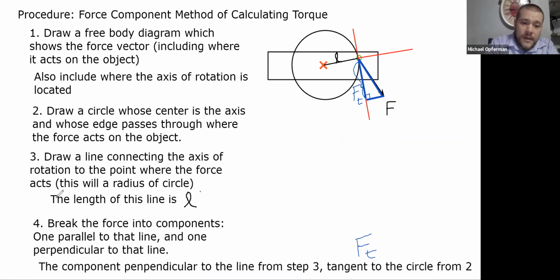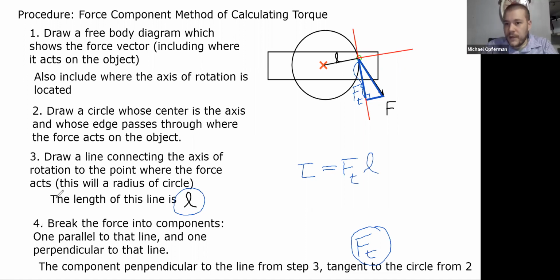Now, you take your L from this step and your FT from this step, and you put them together and multiply them. The torque is FT times L. The magnitude of the torque, anyway, is FT L. So it would be this length here times this side of this right triangle here. And that's what you want. And then you sign the torque positive or negative based on whether it's counterclockwise or clockwise. And that's the basic method.